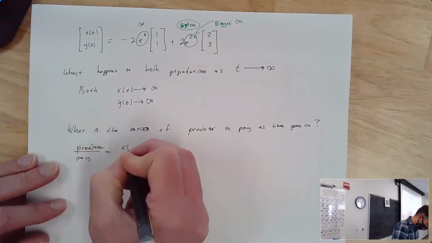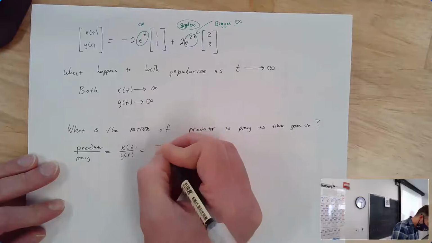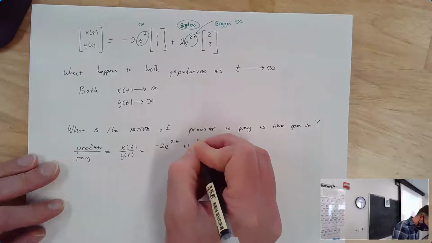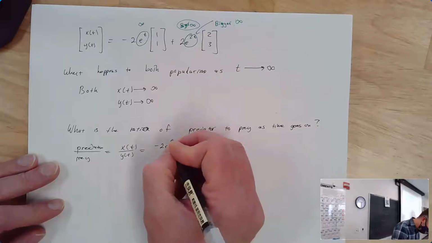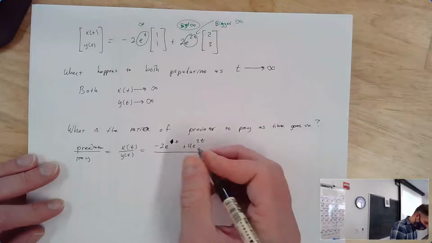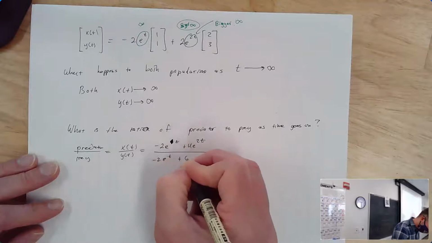is equal to x over y, which is equal to negative 2e to the t plus 4e to the 2t, over negative 2e to the t plus 6e to the 2t. There's so many things to keep track of.